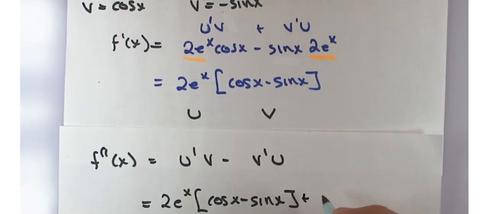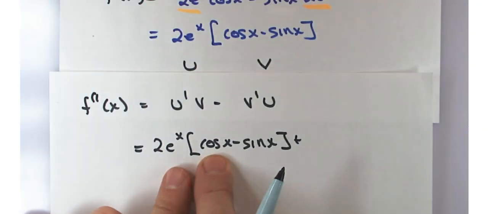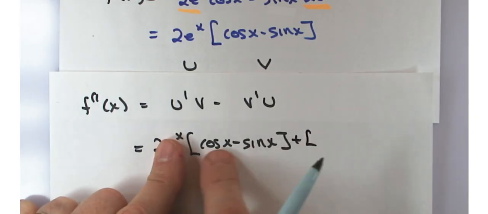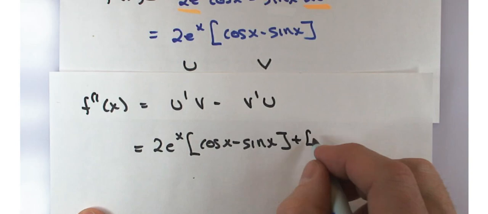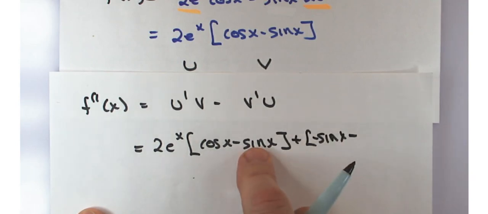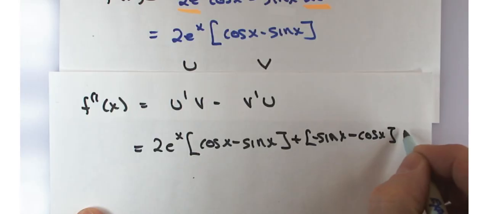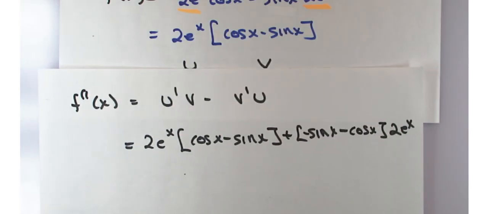Now let's see if we can figure out what v prime is going to be. For v prime, I've got to differentiate both of these terms on the inside. What's the derivative of the cosine? Negative sine x. Thank you, gentlemen. Negative sine of x minus the derivative of the sine, cosine of x, times 2e to the x. Well, that wasn't so bad.